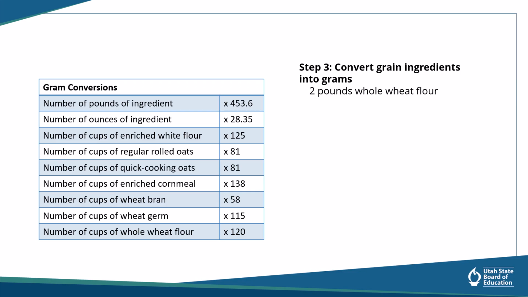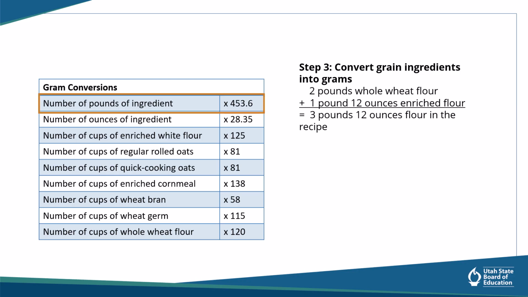Adding the 2 pounds of whole wheat flour and the 1 pound 12 ounces of enriched flour gives us a total of 3 pounds 12 ounces of flour. The top row of the conversion table gives us the number to use when converting pounds into grams, which is 453.6. We will multiply the 3 pounds by 453.6 to turn the pounds into grams. 3 times 453.6 equals 1,360.8 grams.